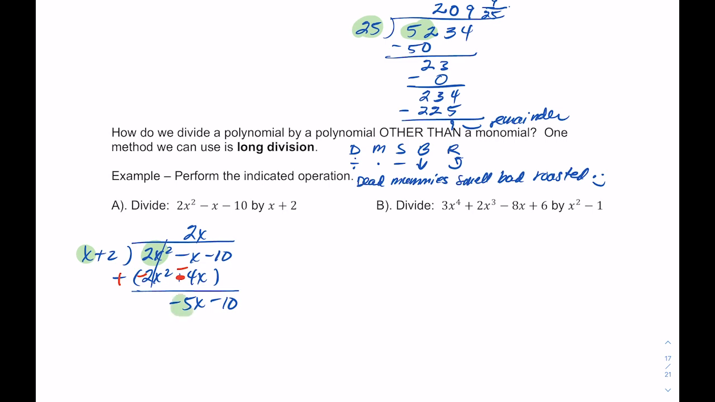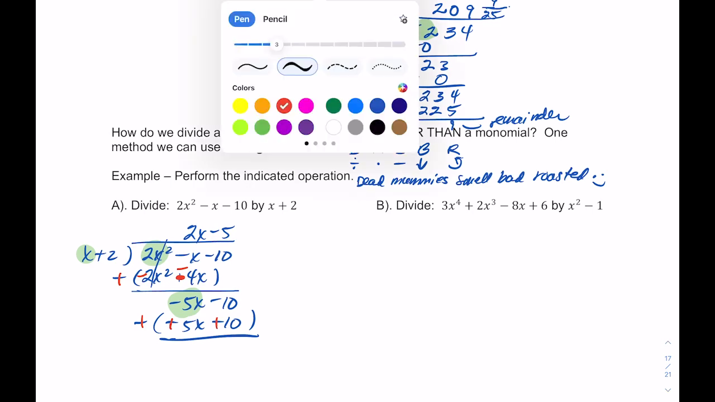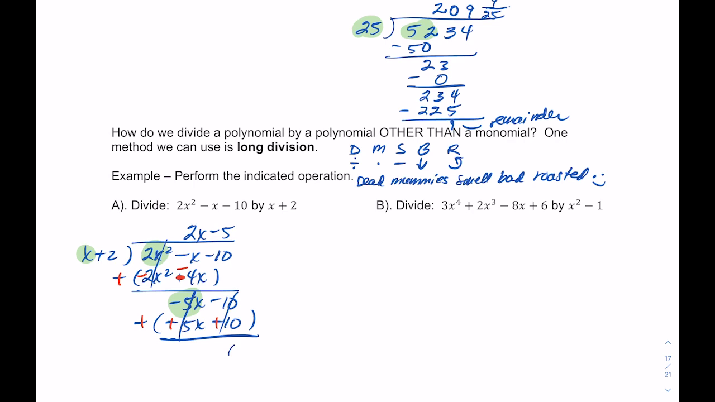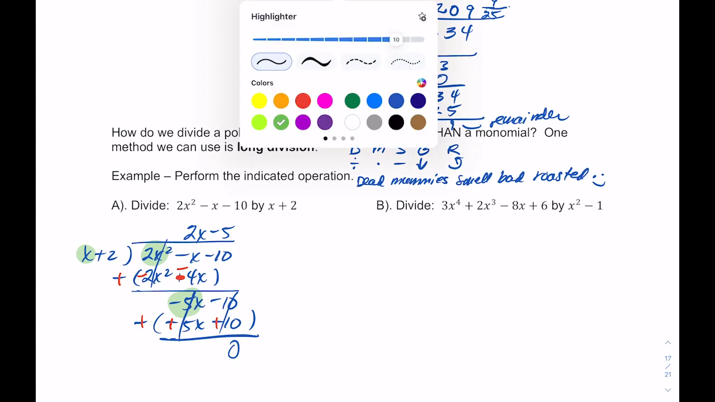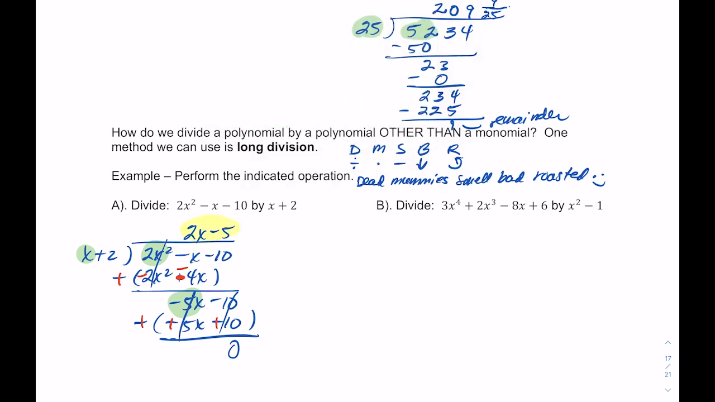So now I'm going to divide the first term by the first term again. Negative 5x divided by x gives me negative 5. Then I multiply. Negative 5 times x, negative 5 times 2. I'm going to subtract. And remember, when you subtract, you're adding an opposite. So you're going to change the minus to a plus and change all the signs on the inside to the opposite. And as you can see here, everything just cancels out. So your remainder is 0. So your answer is just 2x minus 5. That is the quotient if you were to divide them.